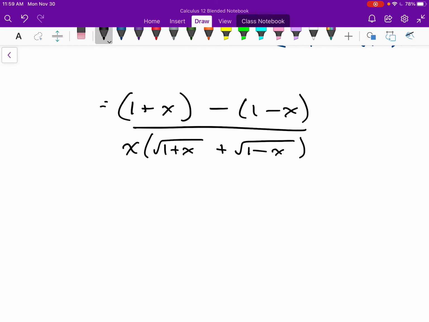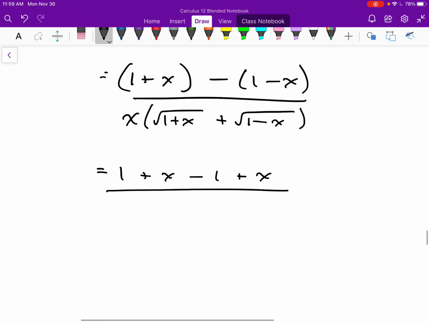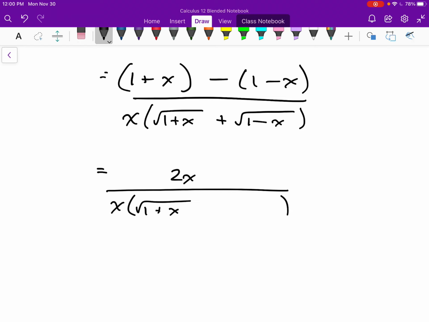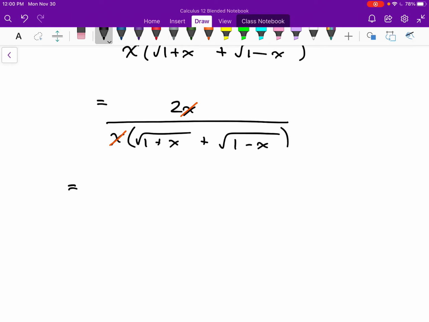Okay, get rid of those brackets in the numerator. I have 1 plus x minus 1 plus x. So the ones cancel out. So to save myself a bit of time, I'm just going to write 2x in my numerator, over again all of this. And again, I have a factor in my numerator and denominator of x. I can now cancel out quite nicely, which means now I can actually evaluate this limit because I'm no longer going to be dividing by 0 if I replace x with 0.